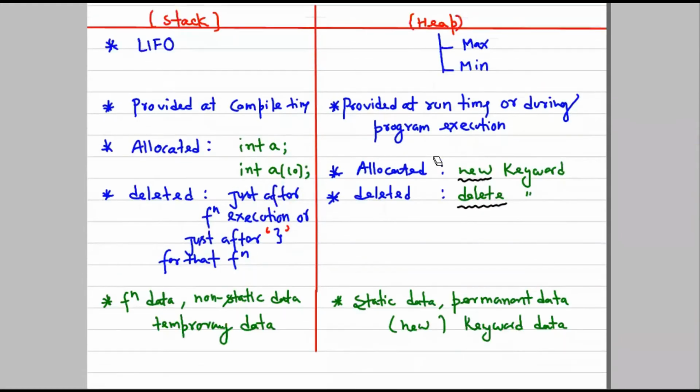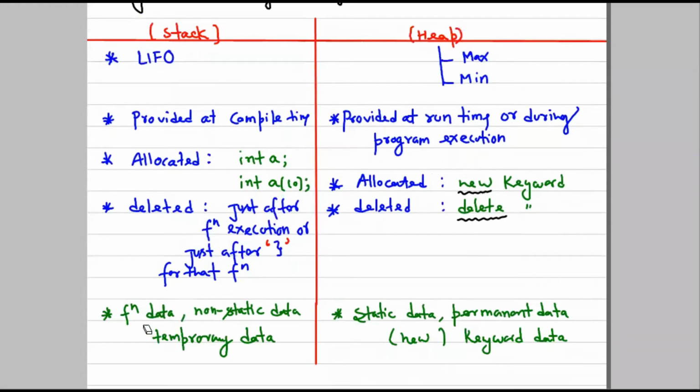So what kind of data will the stack be storing? The actual function data, local data, non-static data, or temporary data. But in heap, the static data. As I said earlier, static is a class member, and they have only one copy, and that copy resides in heap. So static data would be stored in heap. Permanent data, and whatever data you create using the new keyword, would be stored in the heap until you delete it using the delete command, it would be there.